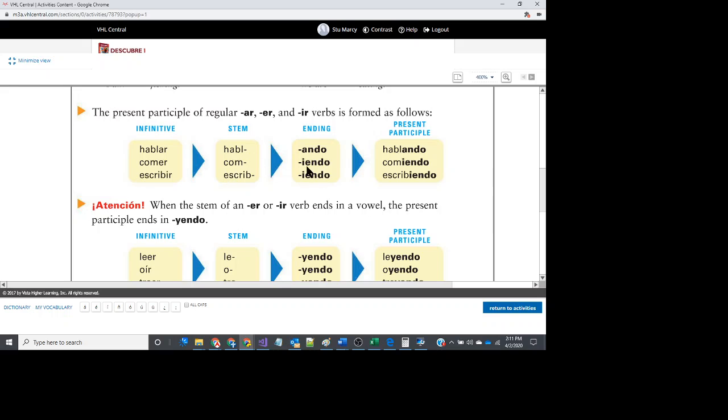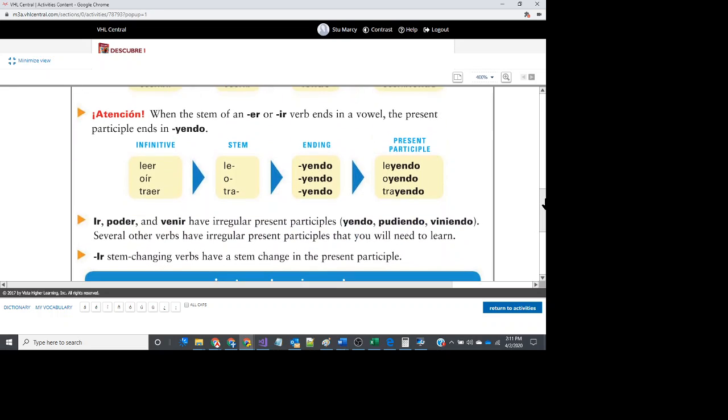Comer, the stem is com, the ending is iendo. Comiendo, eating. Notice escribir, to write, is an IR verb, but it has the exact same ending. Okay? So when the stem of an ER or IR verb ends in a vowel, attention to this, the present participle ends with yendo. You're going to change that I into a Y.